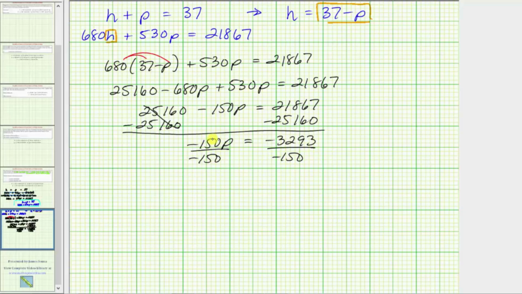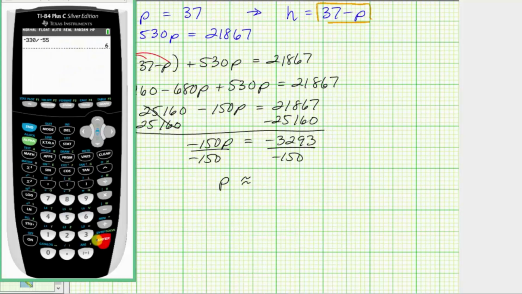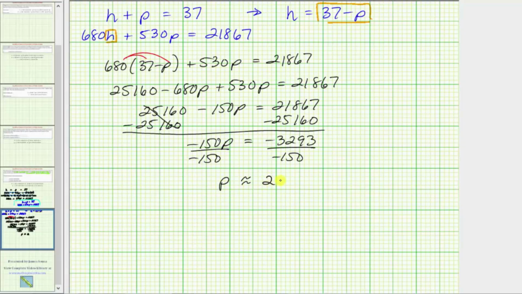Simplifying on the left, this simplifies to 1p or p. Now we need to find this quotient, but the directions do say to round to the nearest pound, which means we'll round to the ones place value. Negative 3,293 divided by negative 150, rounded to the ones place value, would round to 22. So now we know the mixture will contain 22 pounds of peanuts.